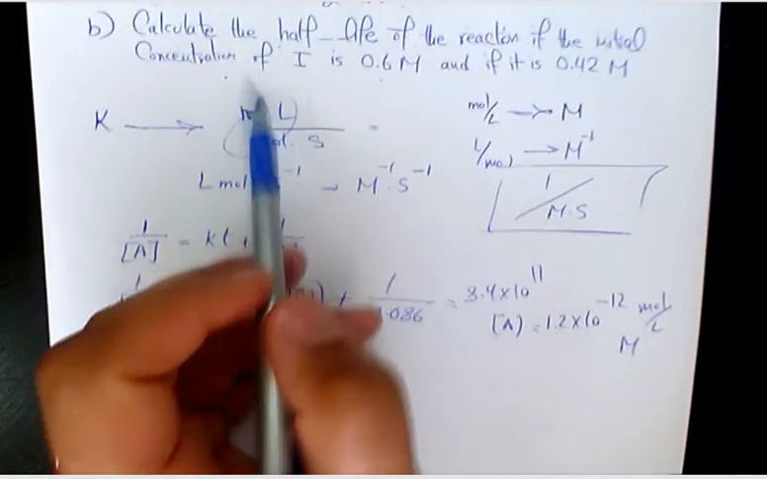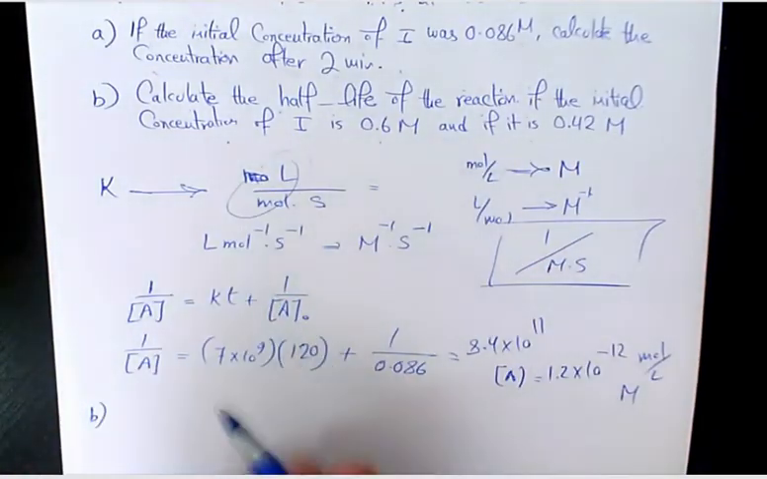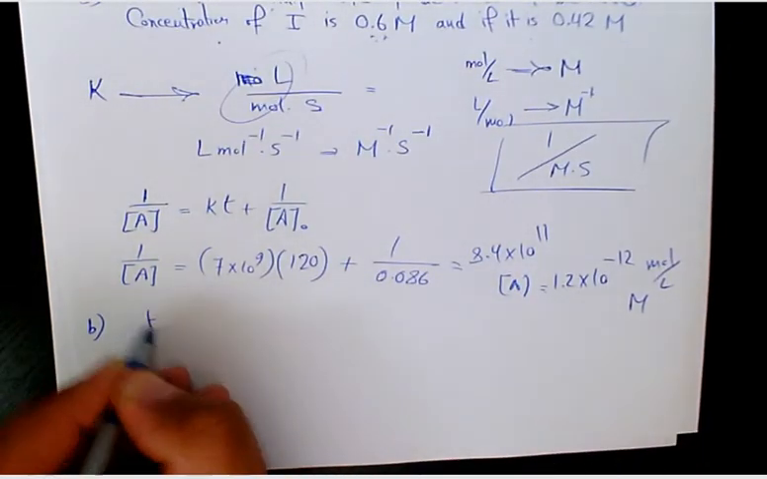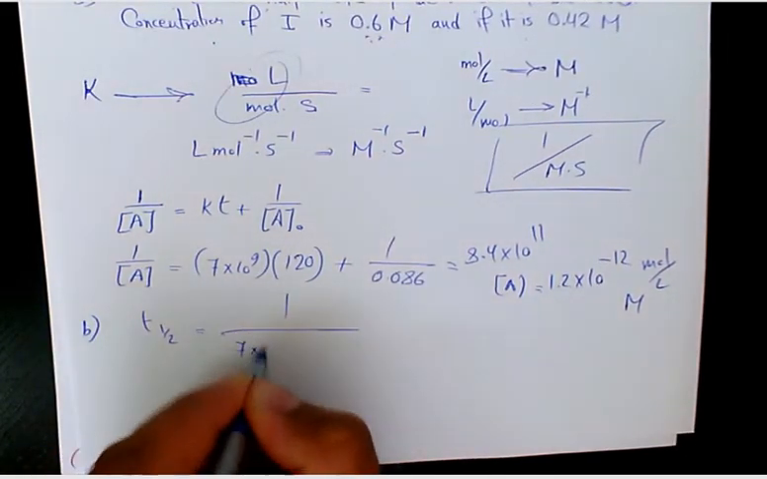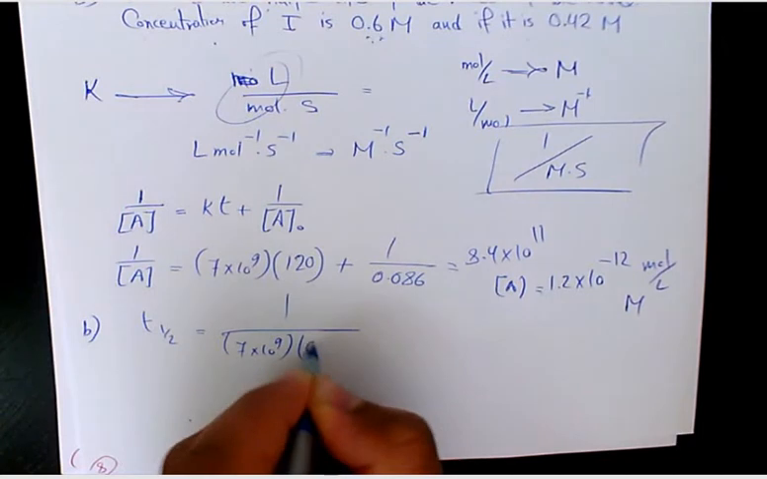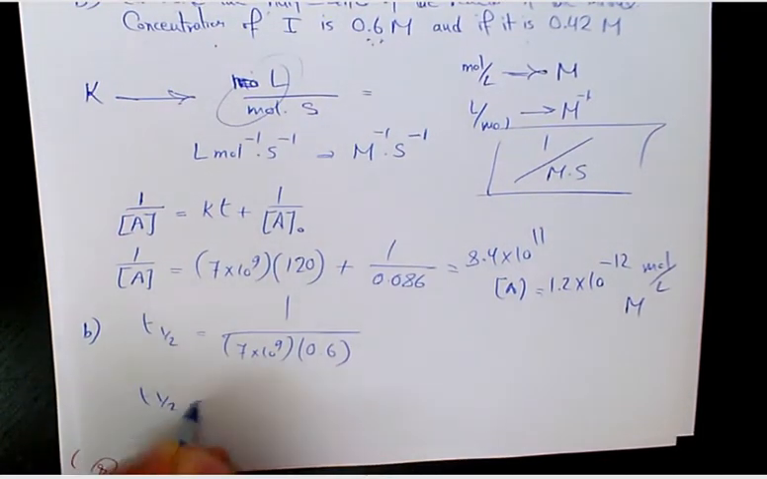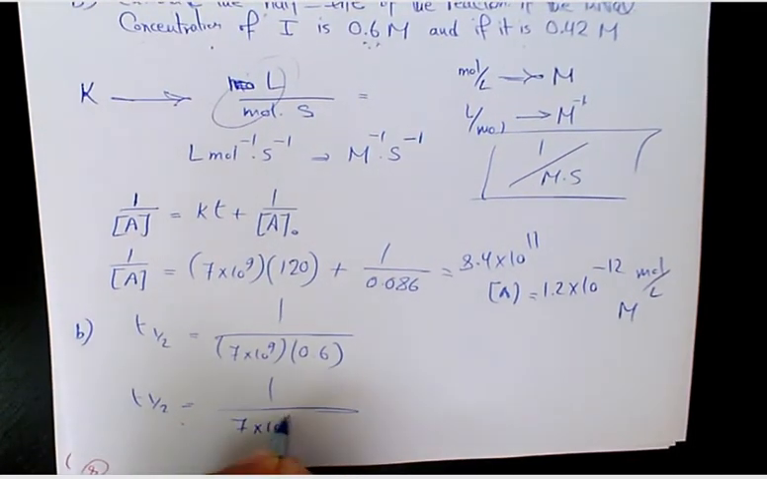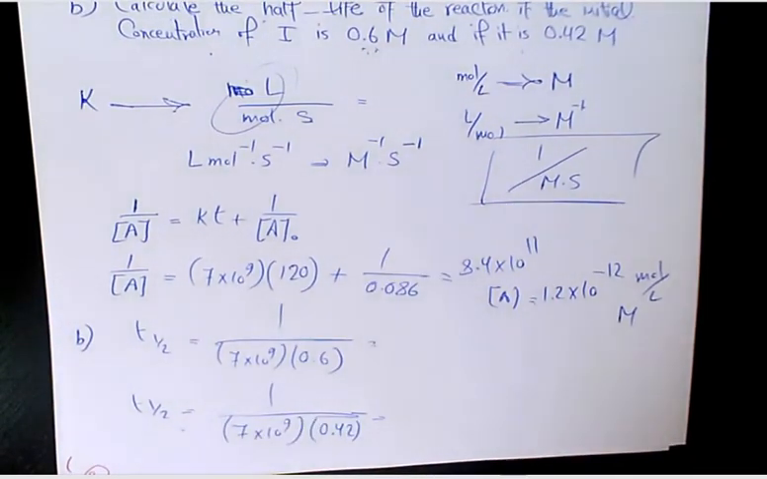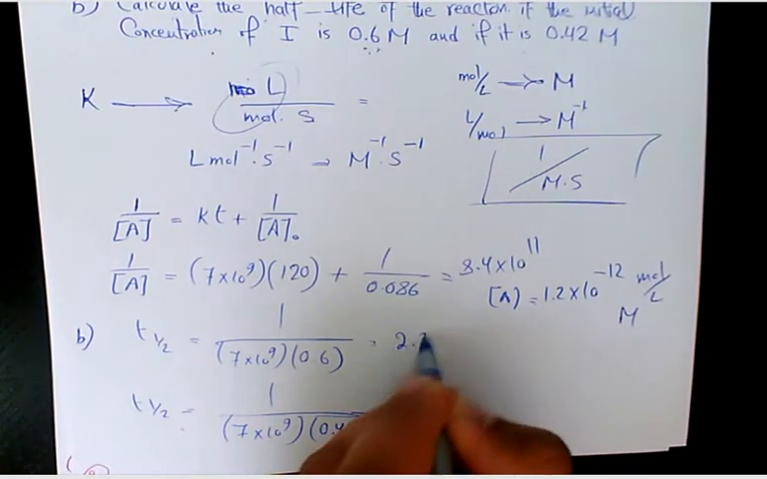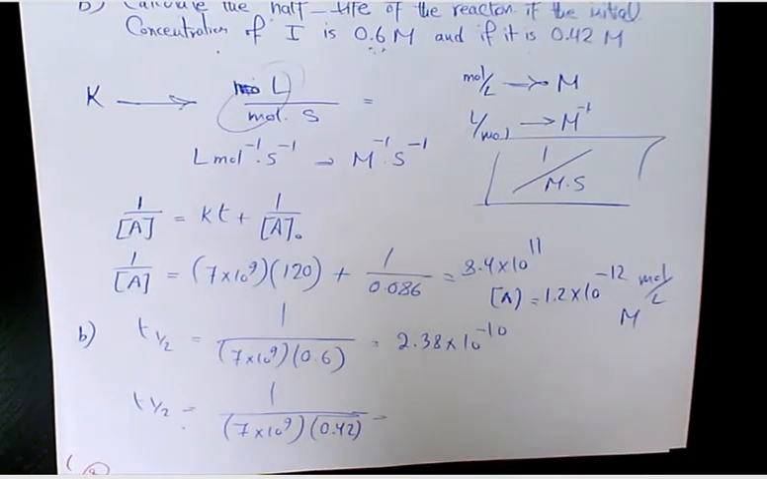B, it says calculate the half-life of the reaction for initial concentration of 0.6 and if it is 0.42. So T half is going to be 1 over K. K is 7 times 10 to the power of 9 times 0.6. And another time is going to be 1 over 7 times 10 to the power of 9 times 0.42. That's going to be 2.38 times 10 to the power of -10 seconds.